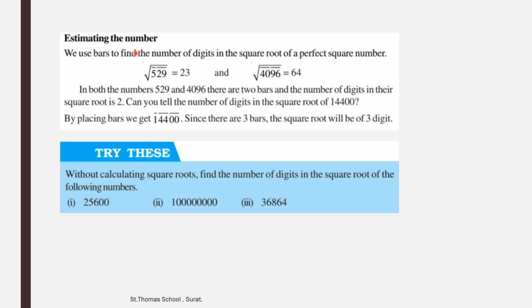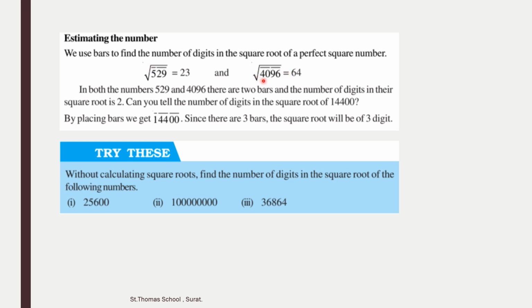Now, estimating the number, we use bars to find the number of digits in the square root of a perfect square number. Suppose you want to find the square root of 529, what you have to do? You should draw a bar from the ones place. So here 9 is the ones place, then tens, hundreds. You have to start from here and put a bar. Then you write the next number bar.